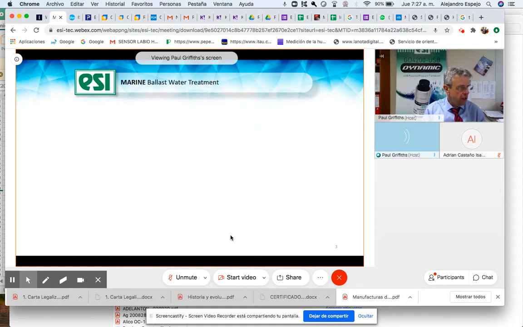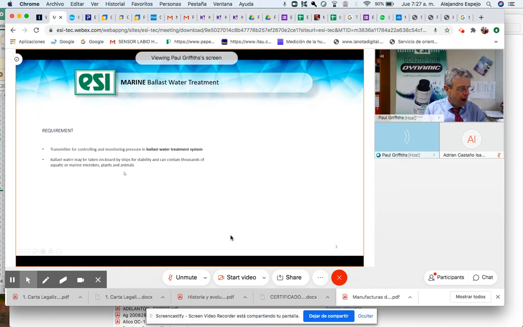So we start with the ballast water treatment. This customer approached ESI, and they wanted to measure the pressure in ballast water treatment systems so that they can control the process.